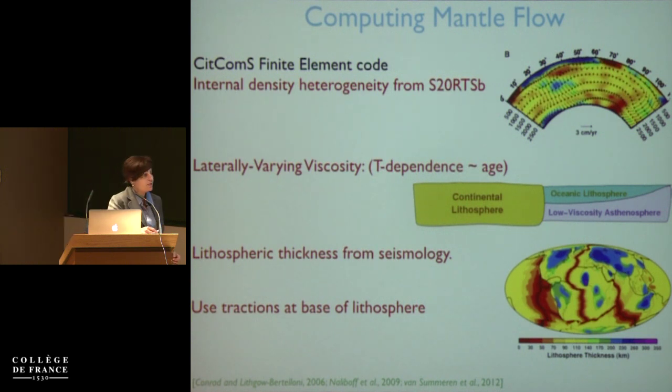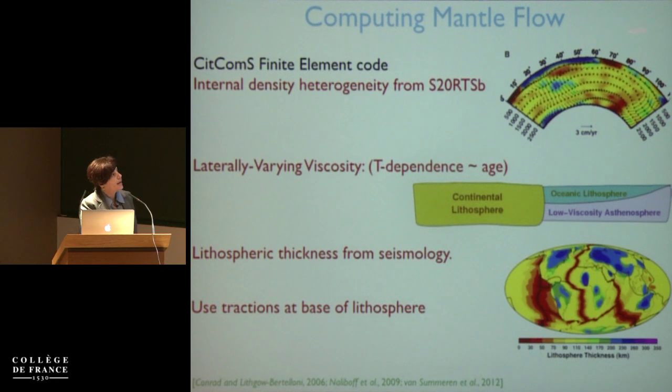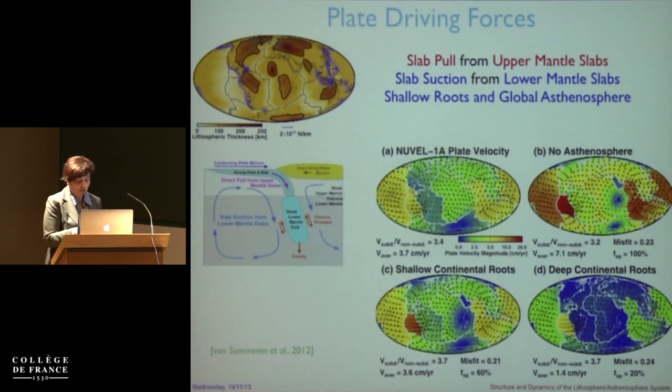Now, these predictions, how do they relate to the stresses? If I'm going to compute the flow and I get the shear tractions at the base, those shear tractions better match plate motions today, because those are the tractions that are going to give rise to the plate motions today. And indeed they do, without going into detail.